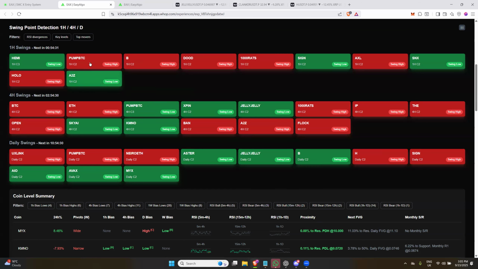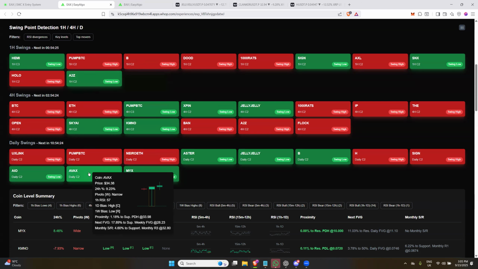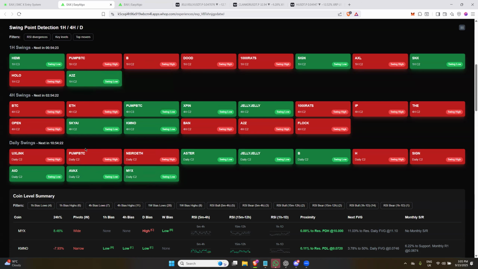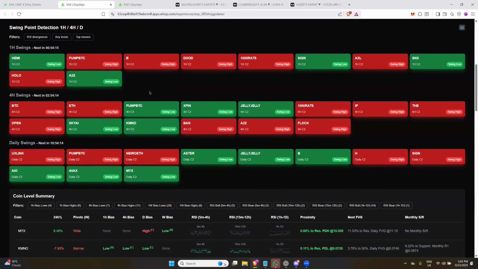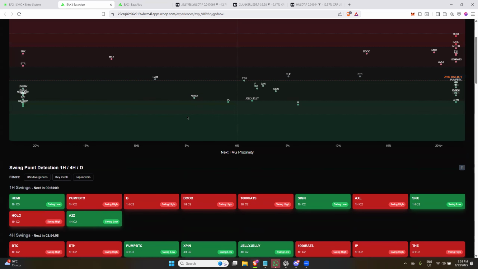So swing points. Pump BTC. It's had a swing high. That was a very interesting one yesterday. See Seth actually posted that one. C3 candle. So this one's made a massive move already. So I've got it there, but I'll show you.